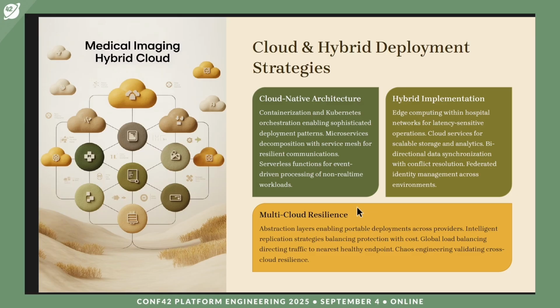Cloud and hybrid deployment strategies: cloud native architecture, with Kubernetes enabling sophisticated deployment patterns. Hybrid implementation: edge computing within the hospital networks for latency sensitive operations. Multi cloud resilience: abstraction layers enabling portable deployment across providers.